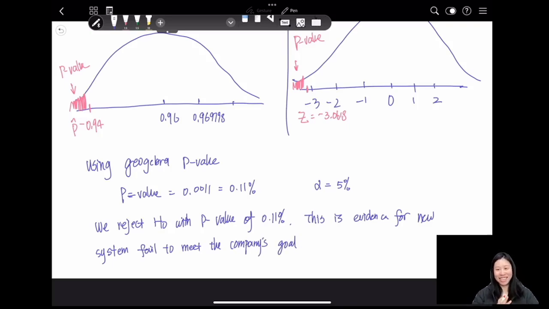Okay, so that's it. That's the whole process for the hypothesis test. So let me know if you have any other questions.